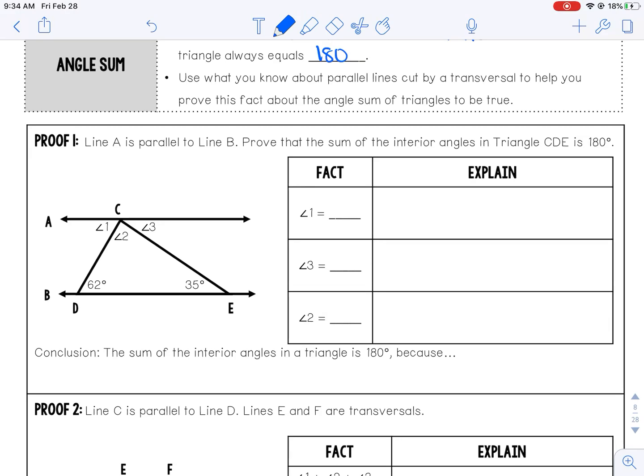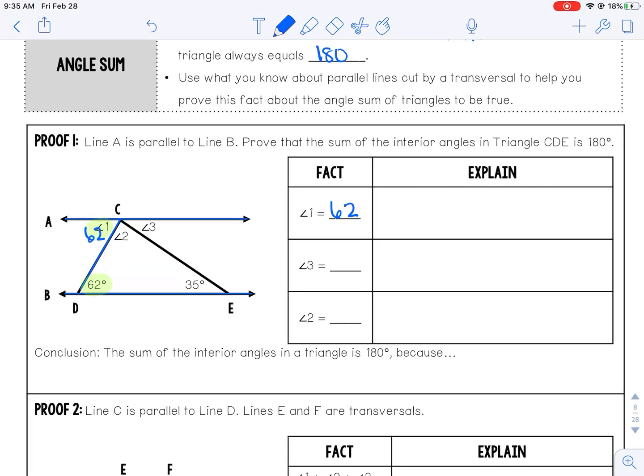All right, so the first thing that we have is we see that we have the two parallel lines. We have BE, we have line AC. Okay, we also have a transversal. Here's a transversal right here. Okay, so I know, or I hope that you guys know, that this angle right here and this angle right here, they're on alternate sides of the transversal. They're on the inside of the parallel lines. So that means that angle 1 should be equal to 62 degrees.